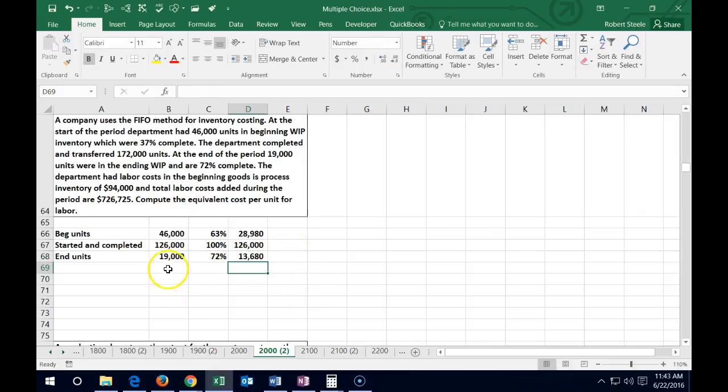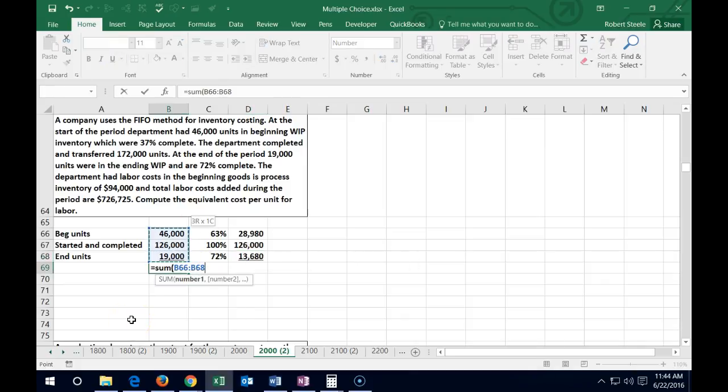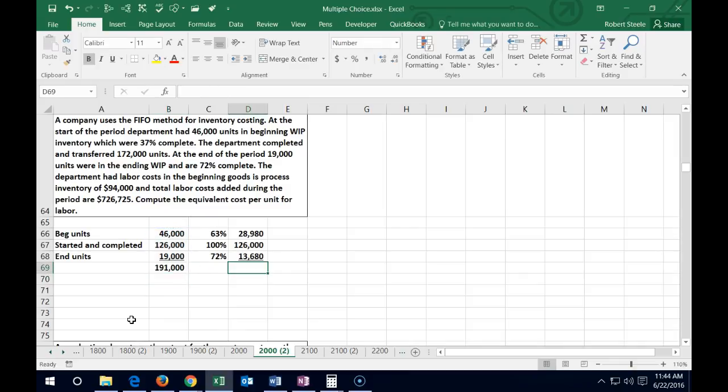So if we were going to compare these, we're going to have the total units. We can add these up and compare that to the equivalent units. I'm just going to put the underline here, font, underline, and sum that up. Total units we're accounting for, 46 plus the 126 plus the 19, 191. Equivalent units is always going to be equal to or less, equals the sum of the 28,980, the 126, the 13,680, equivalent units of 168,660. So then what we need to do is apply those to the dollar amount here.